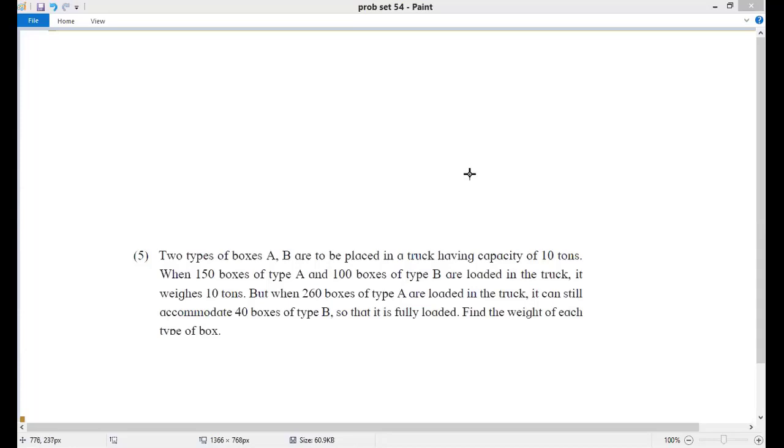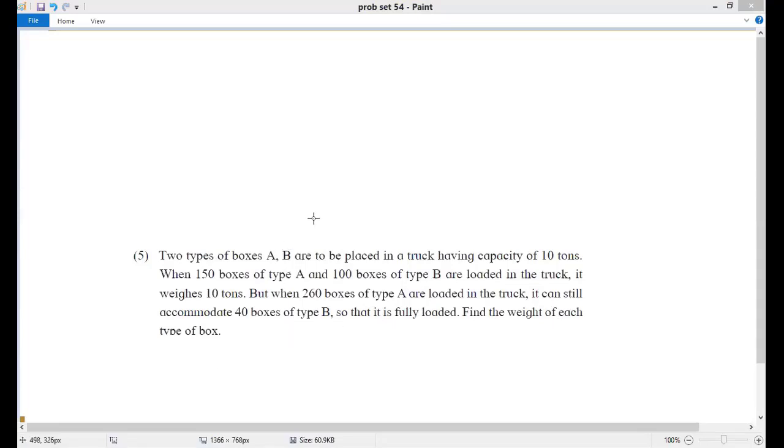Students, now we are going to consider question 5. Question 5 is: two types of boxes A and B are to be placed in a truck having capacity of 10 tons. When 150 boxes of type A and 100 boxes of type B are loaded in the truck, it weighs 10 tons. But when 260 boxes of type A are loaded in the truck, it can still accommodate 40 boxes of type B so that it is fully loaded. Find the weight of each box.